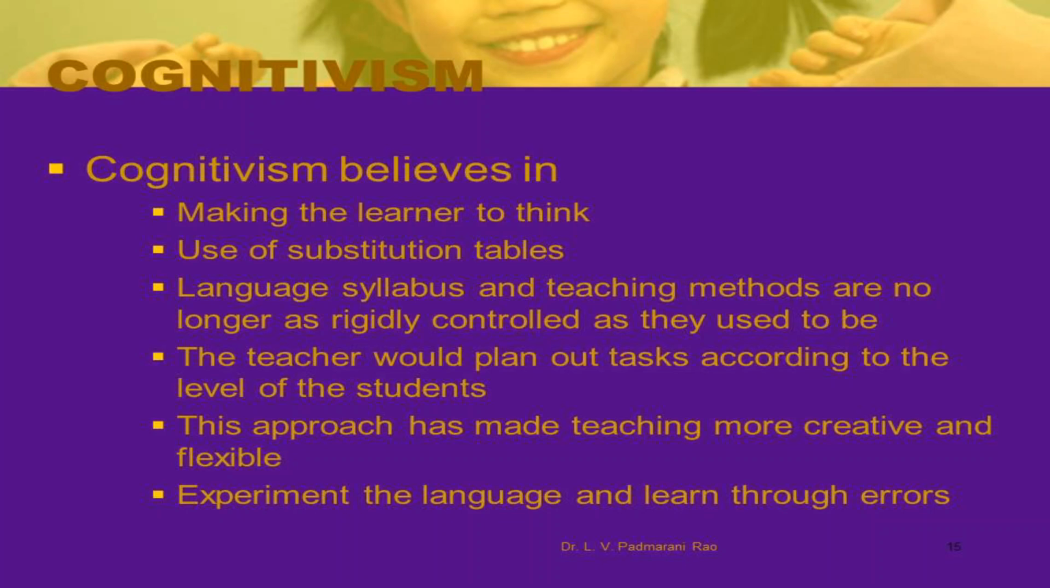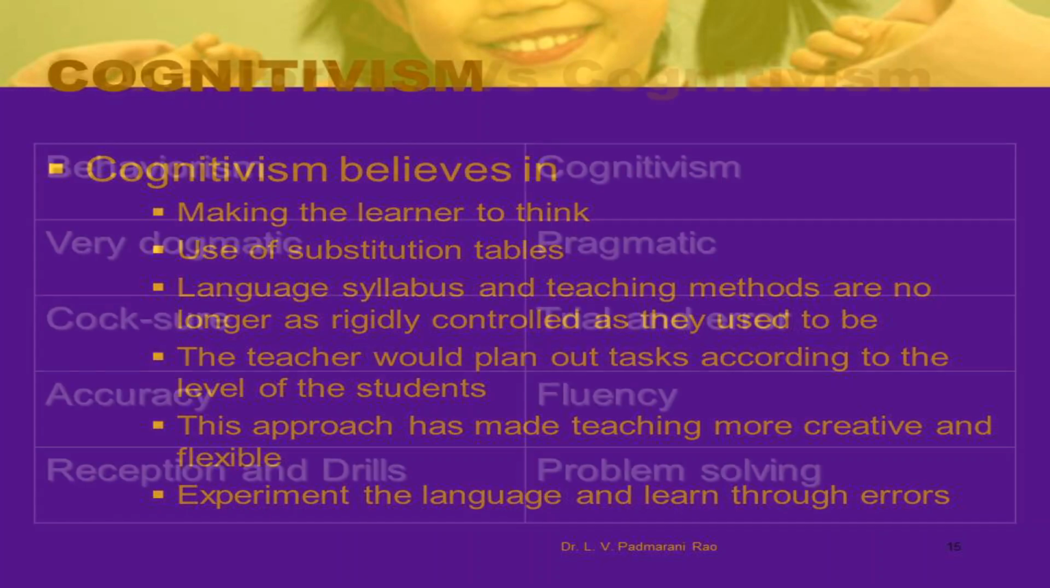Use of substitution tables. Language syllabus and teaching methods are no longer as rigidly controlled as they used to be. The teacher would plan out the tasks according to the level of the students. And this approach has made teaching more creative and more flexible. The learner experiments with the language and learns through errors that are committed by the individuals.